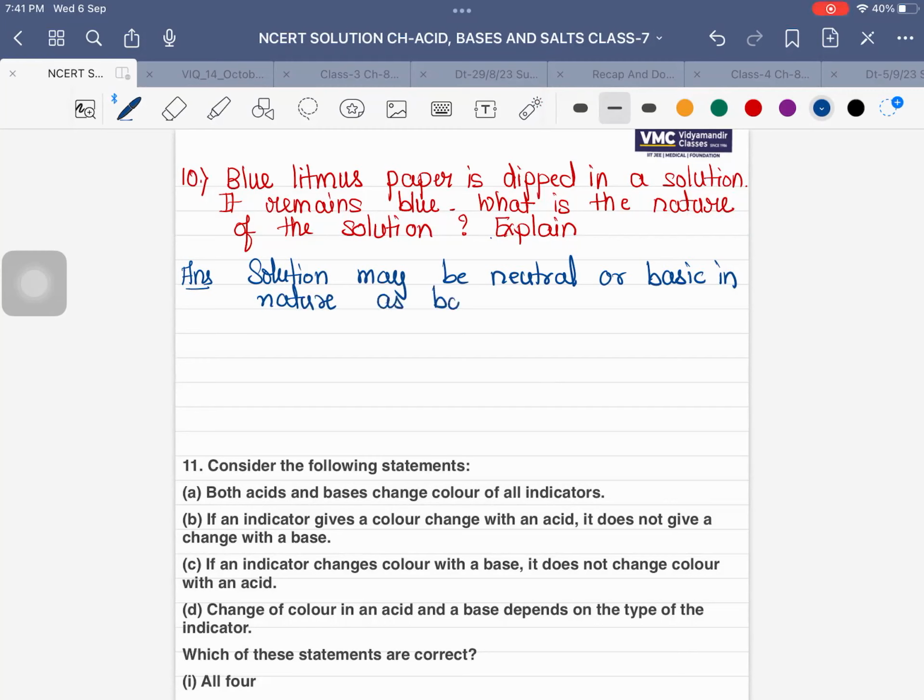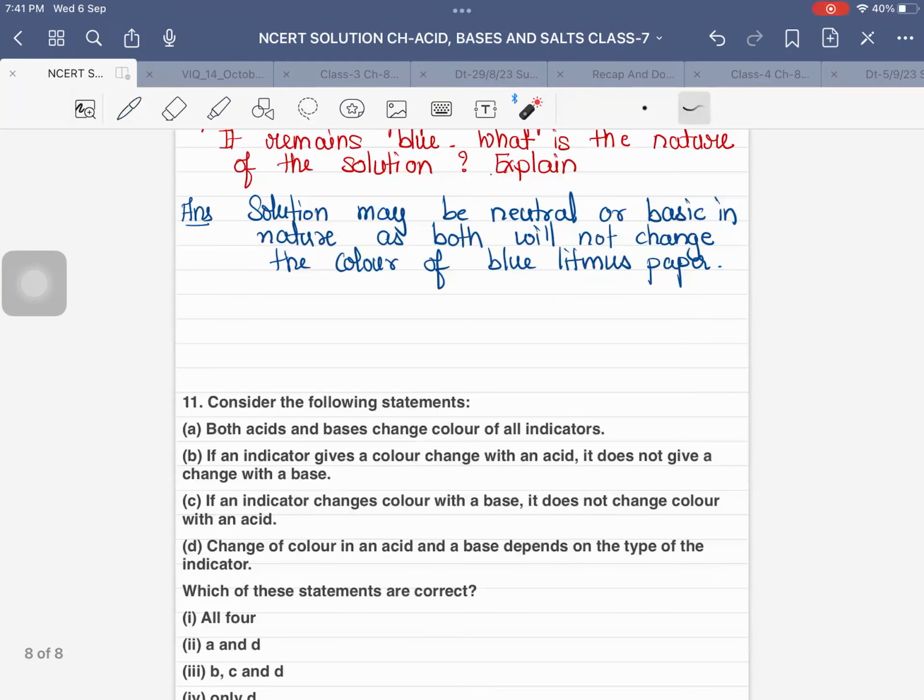as both will not change the color of blue litmus paper. Next one, consider the following statements. Four statements are given. You have to find which statement is correct. Both acid and bases change the color of all indicators.